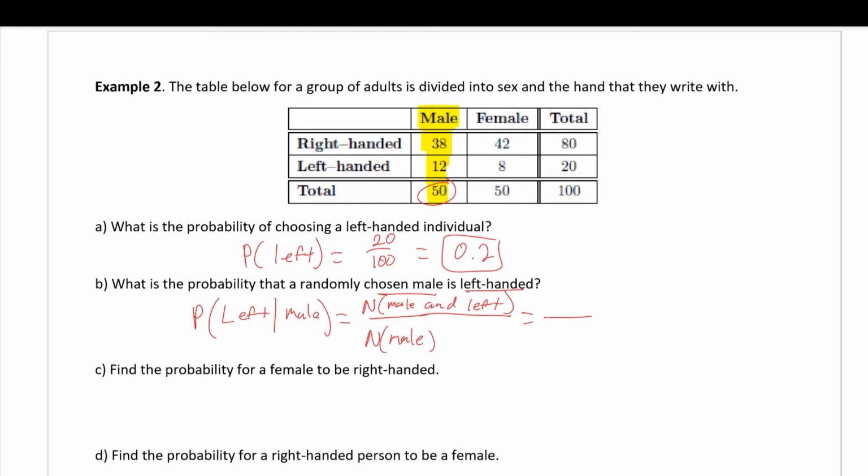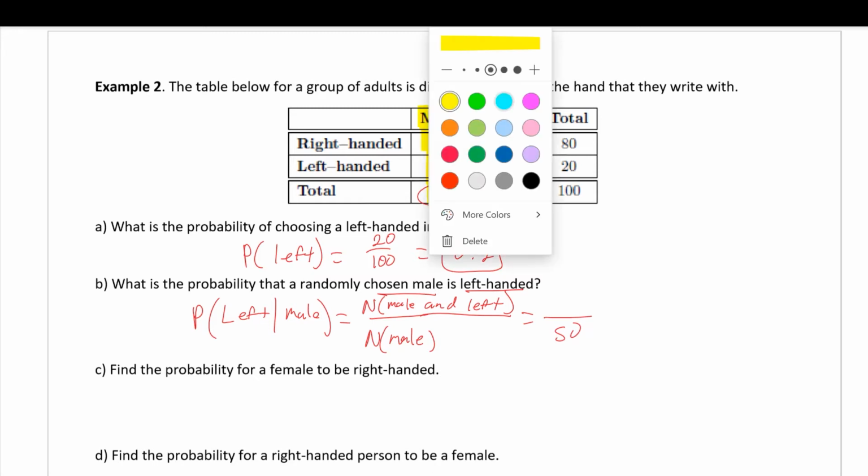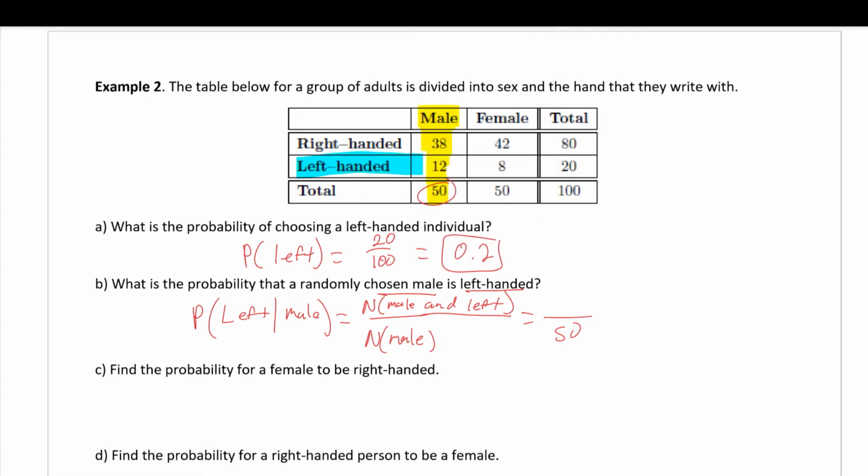All right, so how many males did we have? Well, I just circled it. It's 50. And how many are both male and left-handed? If we're considering the left-handed folks, well, there's left-handed people here, right? And the intersection there is a 12. So there's 12 out of 50. Now this is also going to terminate as a decimal. If you just multiply both by 2, numerator and denominator, you get 24 hundredths or 0.24.